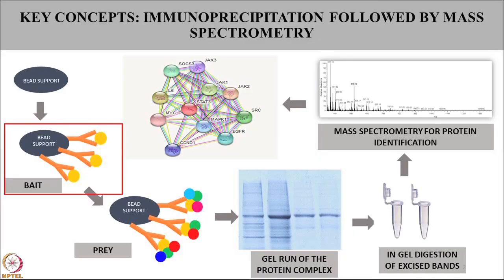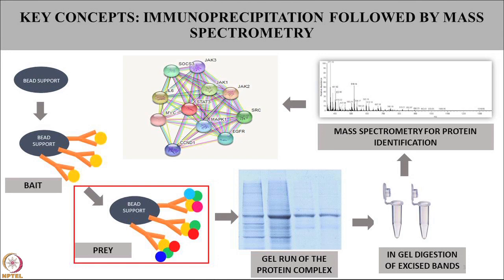So basically this is the workflow. We'll have a bead support. Majorly people use sepharose beads, and people use agarose beads also, with protein A or protein G immobilized, because protein A or G will bind to the Fc region of the antibody. So you will conjugate your antibody and then incubate the bead antibody conjugate overnight, so that you can trap the protein of interest from your lysate. We call this protein of interest, bound to your antibody, the bait. And then this bait will help you trap all its interacting partners.